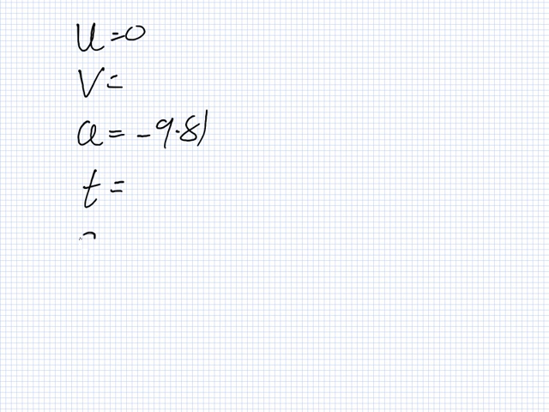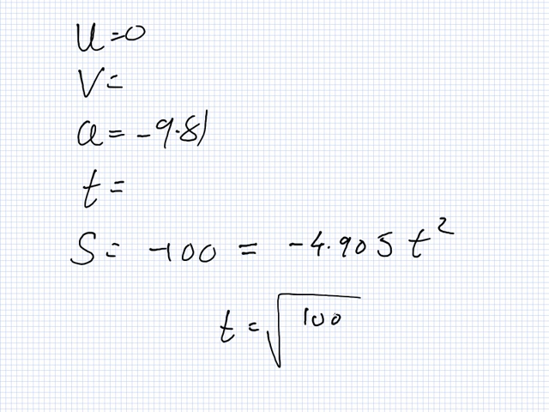Calculate it. U is 0, V, A, T is what I want. S is minus 100. So S equals UT, which is 0, and then a half A T squared. This is just me saying S equals UT plus a half A T squared. So then T will be square root of 100 over 4.905, which is about root 20, which is about 4.5 seconds?